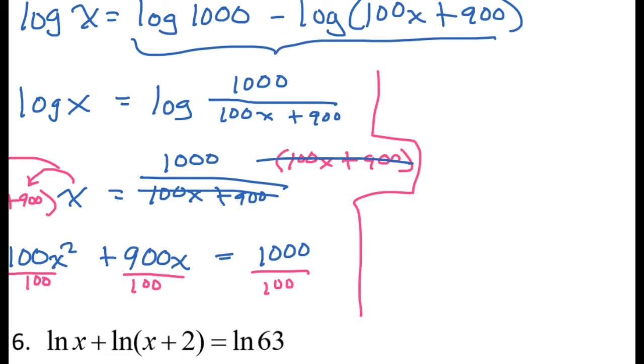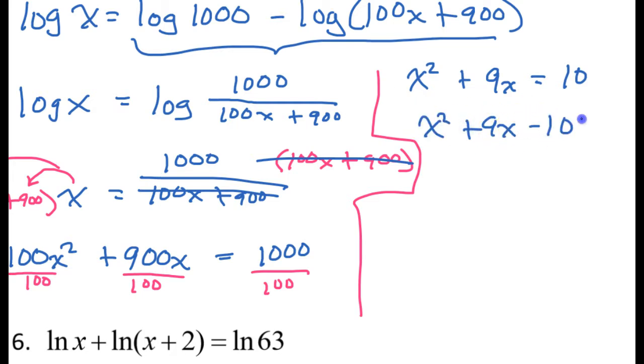Okay, so what I will get now is going to be x squared plus 9x is equal to 10. Subtracting 10 from both sides gives me x squared plus 9x minus 10 is equal to 0. Now hopefully this is going to be factorable, because that will make our lives easy.